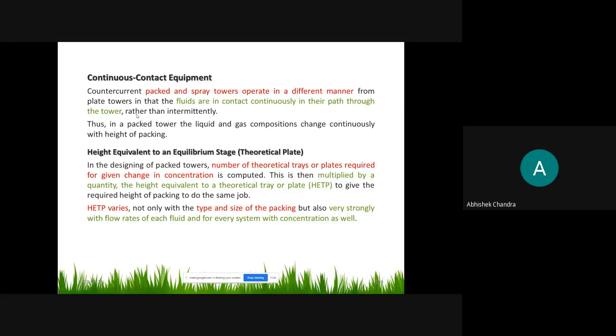But in the tray tower, this process is intermittent. Quickly in every tray, the gas and liquid come in contact. But in between the trays, contact may or may not take place. Thus, in a packed tower, liquid and gas composition changes continuously with the height of packing. So when we discuss the packed tower, one term which comes here is the height equivalent to theoretical stage.